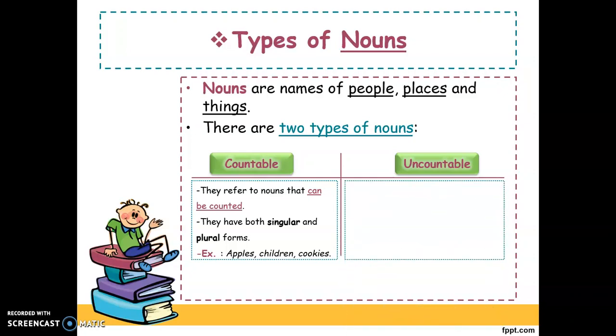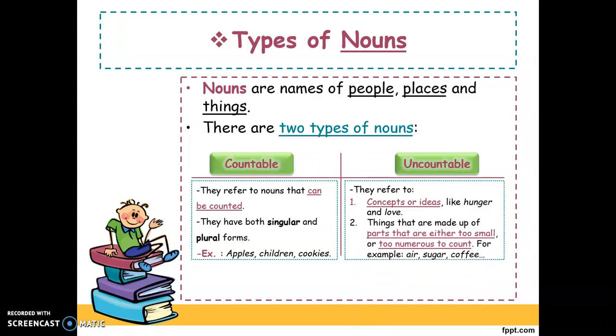Uncountable nouns. On the other hand, uncountable nouns refer to concepts or ideas like hunger, or love, or hate, or information, or magic, and, well, uncountable other concepts. But they can also refer to things that are made up of parts that are either too small or too numerous to count. For example, air, sugar, coffee, or creamy substances and sauces like mayonnaise and ketchup as well.